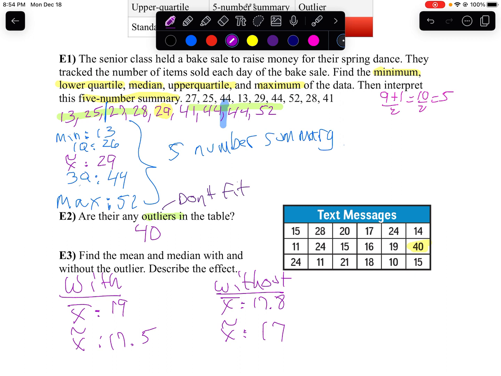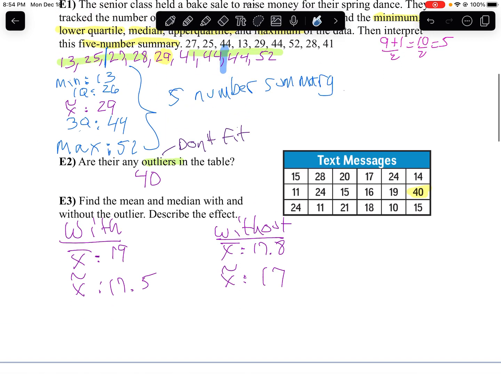So you can use Desmos to find mean and median when I tell you to interpret something. You don't have to necessarily add them all up and divide every single time, especially if you have a large list like this of 18 numbers. It's just to save you some time. And I do believe on your seminar that is it for that page.